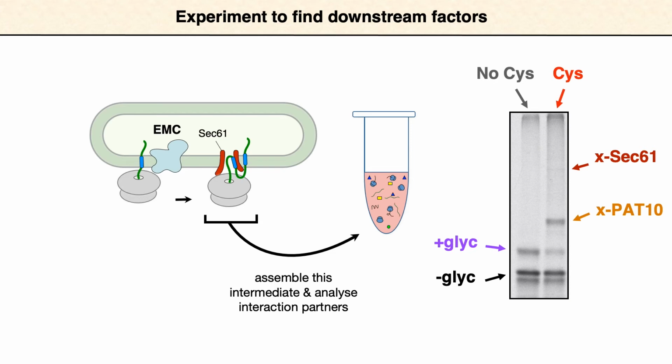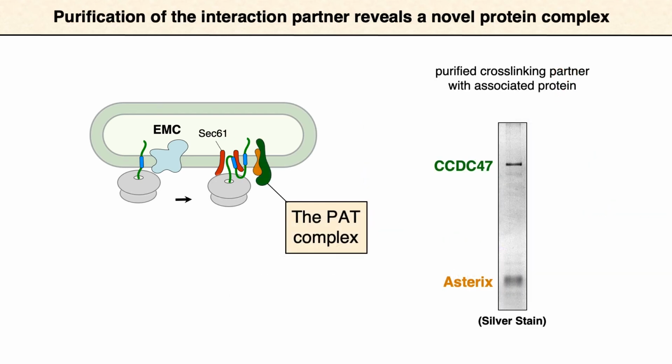And then very nicely here, just to show this assay is working quite well, we can actually see a nice cross-link here to Sec61. All right, when we then tried to identify what this PAT10 protein was, it turns out it was quite difficult to identify this very small 10 kilodalton protein directly. So instead we looked for all interacting proteins of this cross-link by solubilizing under native conditions. And what we found is that it was actually part of a complex.